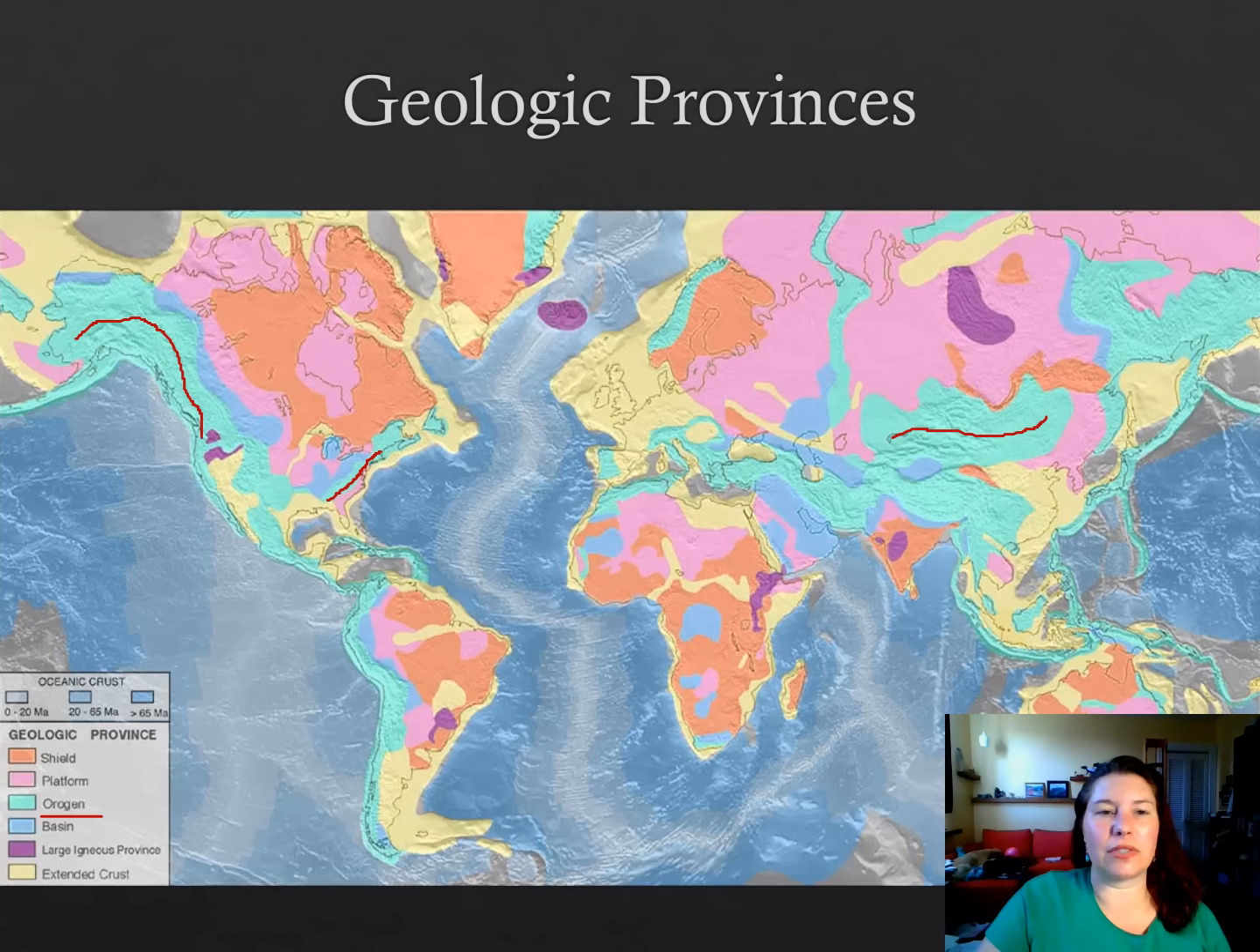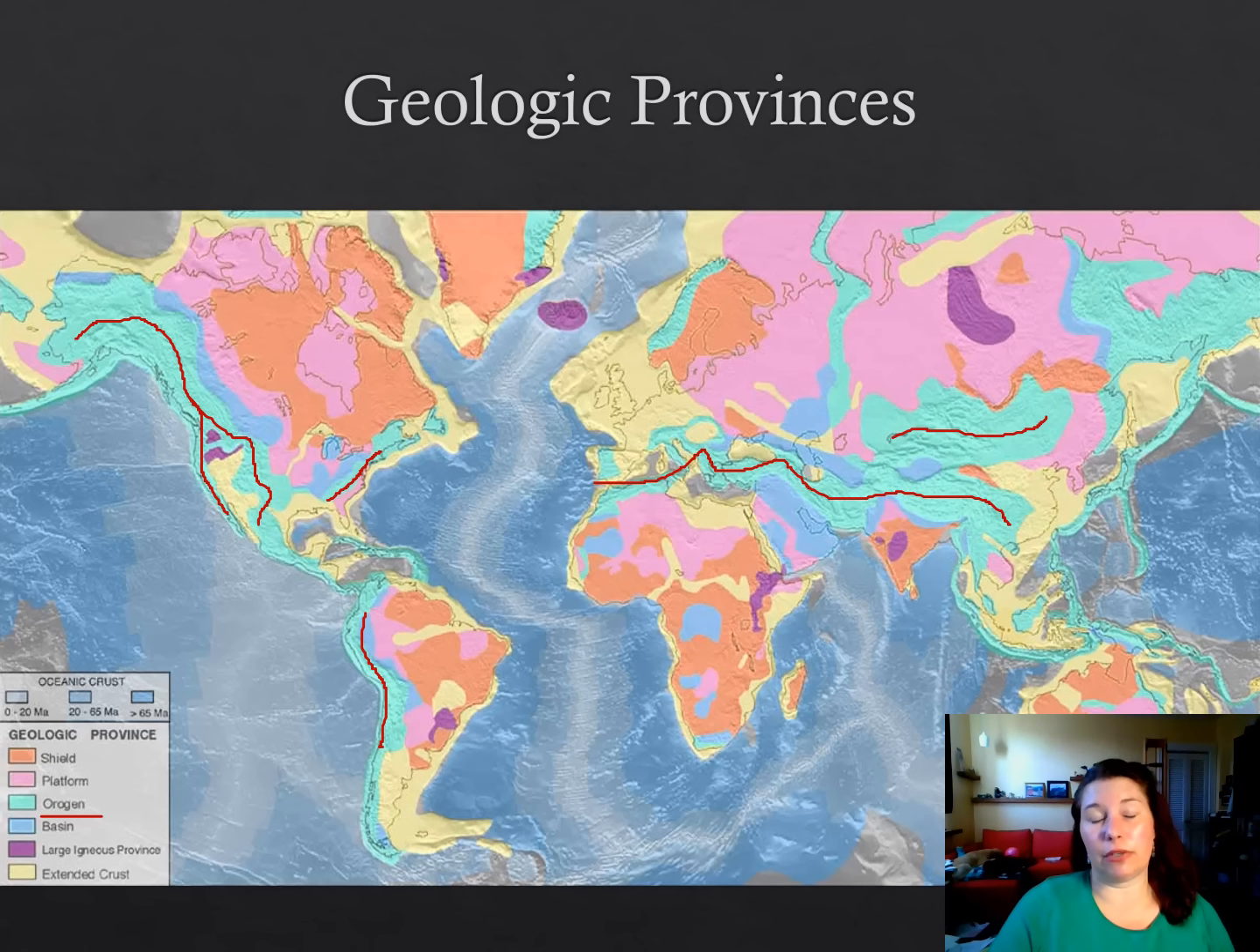Alaska, the whole west coast of North America, a lot of that's still being built. Some of it's kind of dormant. But we're outlining something interesting here, and that is that I'm more or less outlining plate tectonic boundaries as I'm outlining my orogenies. So that's not a coincidence.